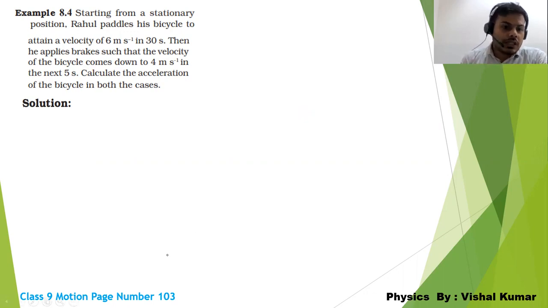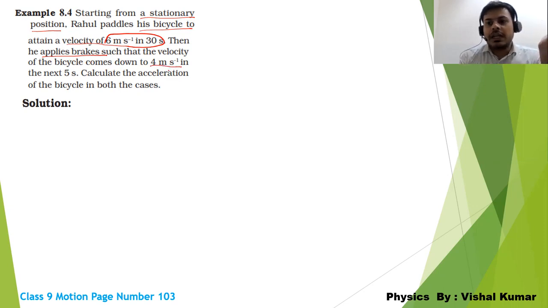The question is: starting from a stationary position, Rahul pedals his bicycle to attain a velocity of 6 meter per second in 30 seconds. Now, starting from rest, he wants to attain the velocity of 6 meter per second in 30 seconds. Then he applies brake such that the velocity of the bicycle comes down to 4 meter per second.